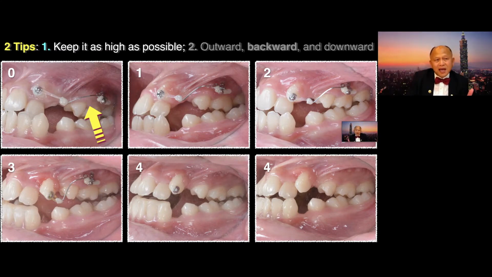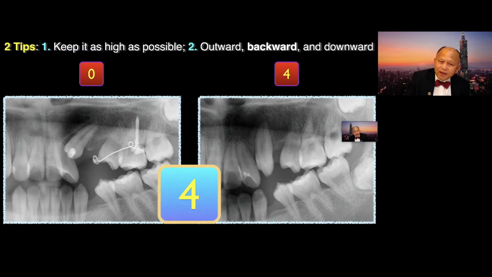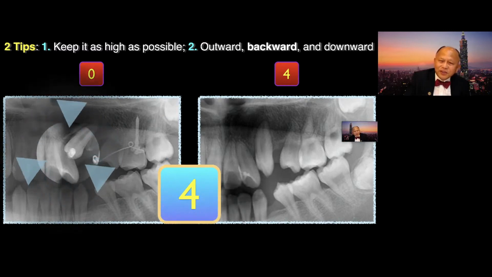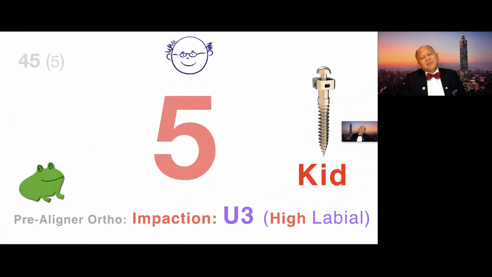So how can you keep it as high as possible? 3D lever arm. And number 2, design an outward, backward, and downward force system. It has to be outward first, backward second, and downward third. That sequence. How can you do that? 3D lever arm. 4 months into treatment with this 3D lever arm, we were able to get this result. Isn't that amazing?